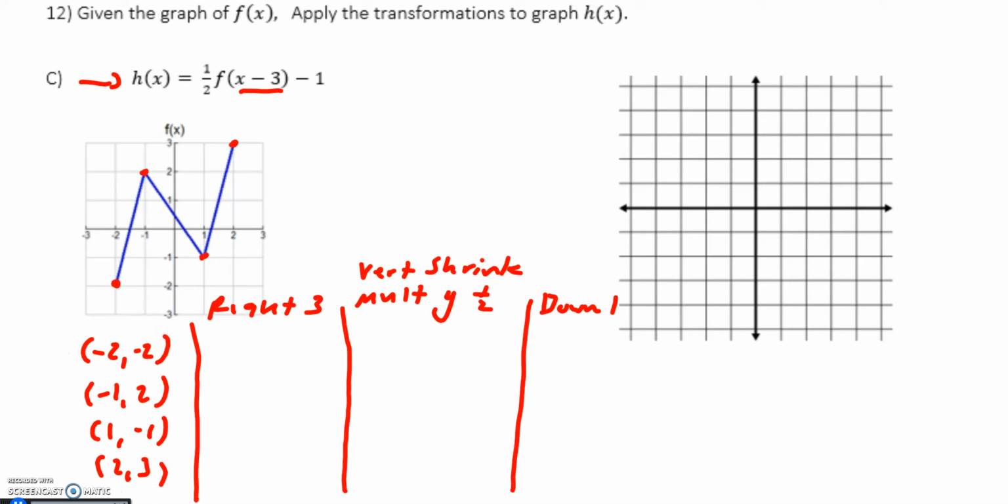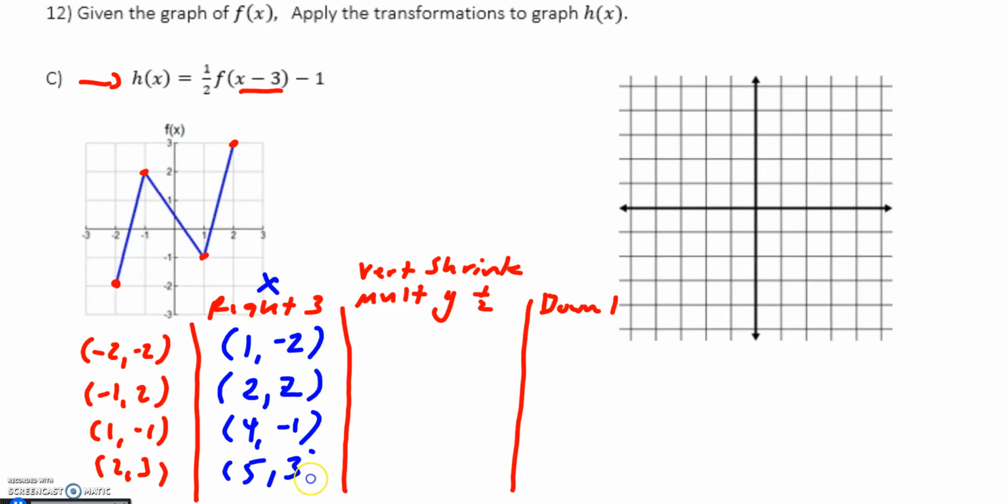So if I'm going right 3, the only thing that I'm affecting is my x value, not my y. So this first point, without graphing anything yet, if I go right 3, -2 plus 3 is 1, and the y doesn't change. -1 plus 3 is 2, and the y does not change, still 2. 1 moved to the right 3 is 4, -1. 2 moved to the right 3 is 5, the y doesn't change, 3.